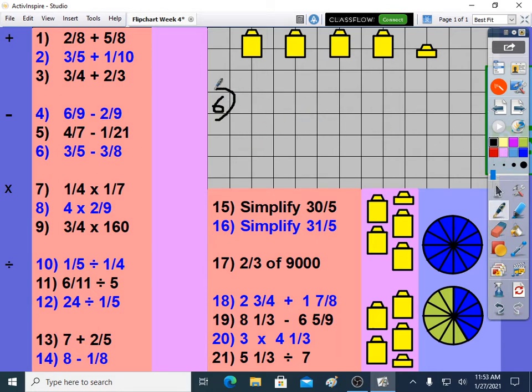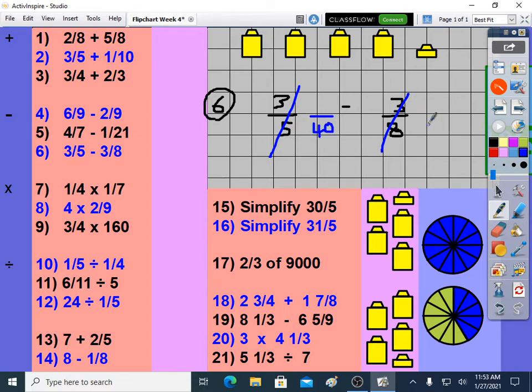Question 6 is 3/5 minus 3/8. This is a hard level because 5 doesn't fit into 8. 5, 10, 15. There's no 8 in the 5 times table. This is where you have to change both. 5 times 8 is 40. That will tell us what to put on the bottom.